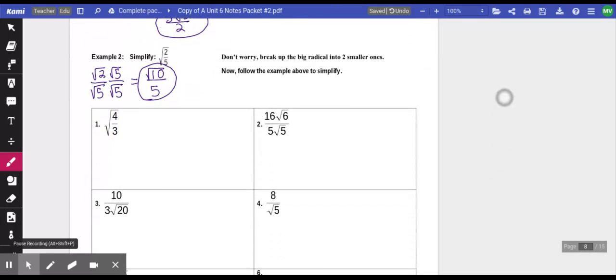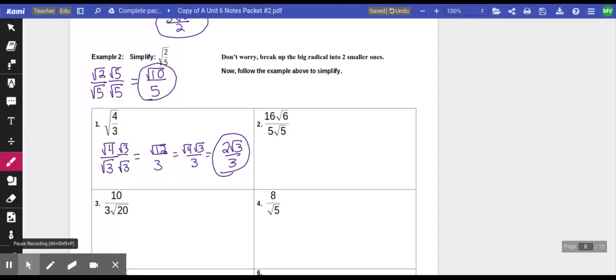So let's try some more. Number 1, I'm going to break that up into radical 4 over radical 3. Multiply numerator and denominator by radical 3 because that's what's in my denominator. Radical 4 times radical 3 is radical 12. Radical 3 times radical 3 is 3. I'm not done because 12 can be simplified. 12 has a perfect square factor of 4. So that's radical 4 times radical 3 over 3. Square root of 4 is 2, so that's 2 radical 3 over 3.